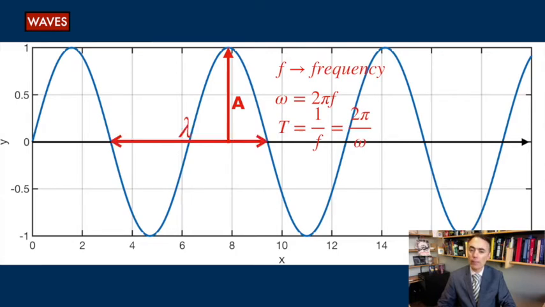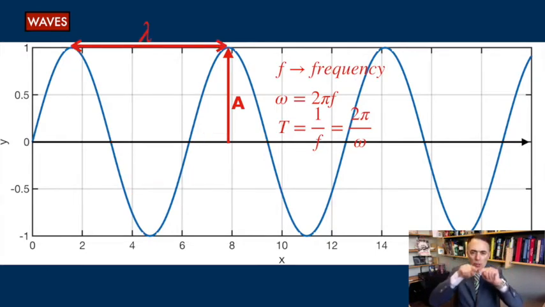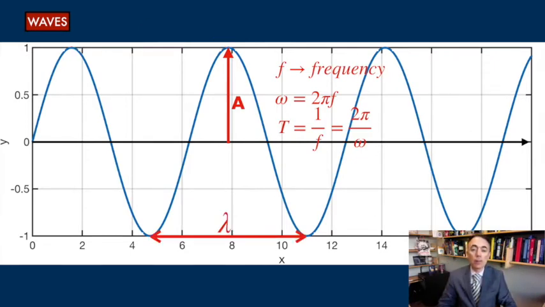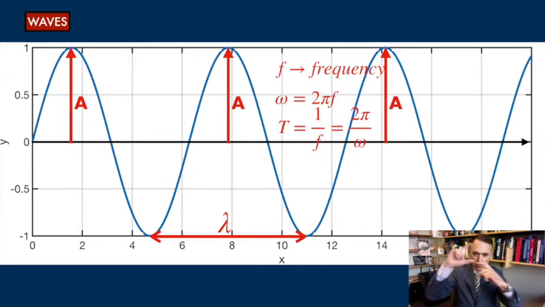The wavelength lambda is the distance between 2 points in space that have the same phase. For example, both of them are at the maximum position, or both of them are at the minimum, and so on. Be careful, because some people think that the amplitude is the distance from maximum to minimum, but it is not. It is the distance from the equilibrium position to the maximum position.